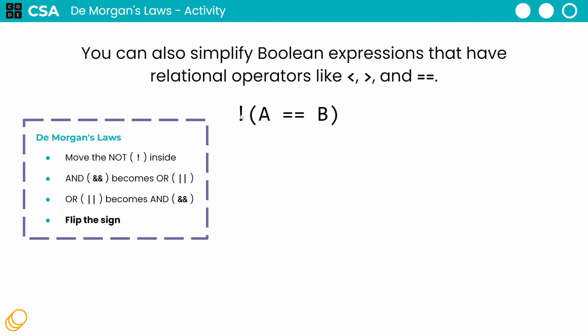So if I have not (A equals B), the way to read this is, does A equal B, do the opposite, right? That's the way we think about this: does A equals B, do the opposite. So we can take this and do the same thing, and what we do is flip the sign. The way that we flip the sign is we make it not equal to B. If A is not equal to B.